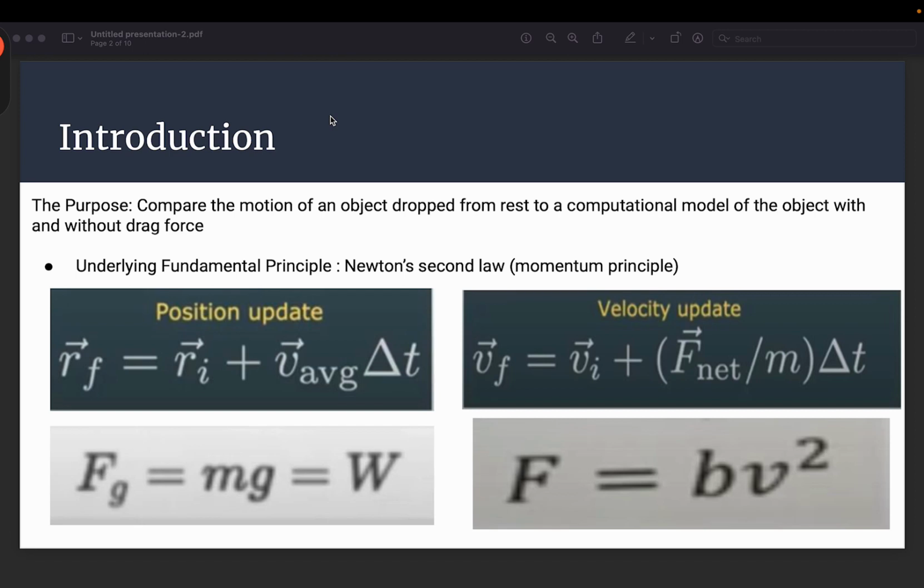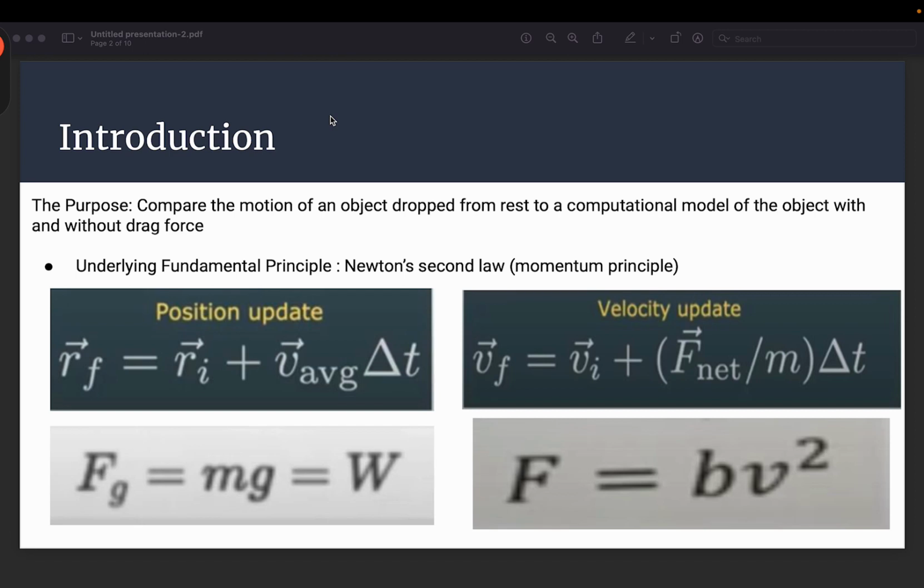Directly below the position update formula, we can see the force of gravity on the object. Fg is equal to mg, m being the mass of our object and g being the gravitational proportionality constant, 9.8. This will allow us to calculate the force of gravity on the object. Below the velocity update formula, we can see the formula for drag: F is equal to bv squared. b is our drag constant, and v refers to the velocity.